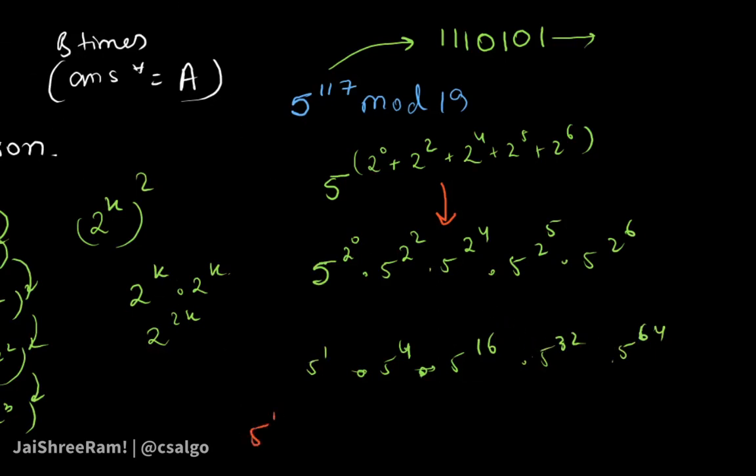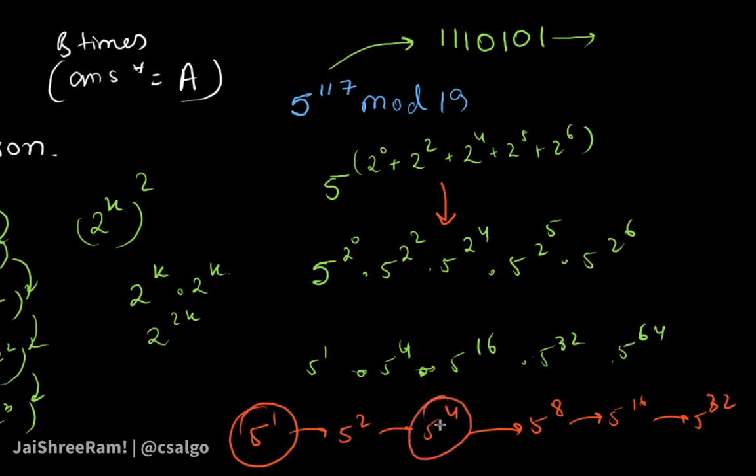So suppose we know 5 to the power 1. We can square it to get 5 square, right? We can again square this to get 5 to the power 4. We can again square this to get 5 to the power 8. You can again square this to get 5 to the power 16. We can again square this to get 5 to the power 32, right? And so on. Now you see, when we are squaring this up, we are getting these values like 5 to the power 1, 5 to the power 4, 5 to the power 16, 5 to the power 32. That will be used in this computation, right?